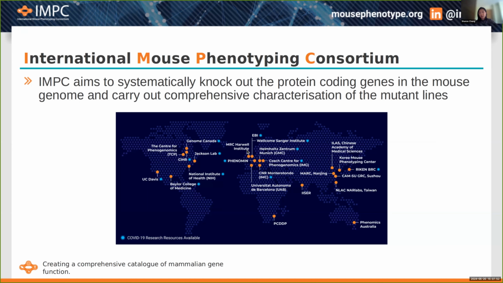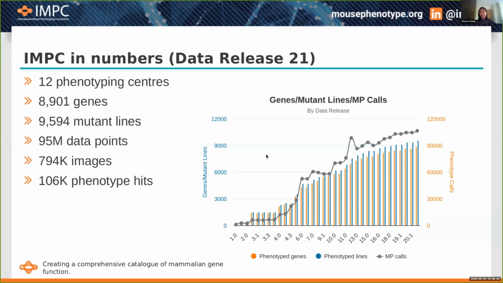The data handling centers are located in the UK, which are Harwell, EBI in Cambridge, and Queen Mary in London. And here are some numbers from the current release, data release 21, that describe our data volume to understand the amount of data we collect. We have 12 phenotyping centers from which we collect data, and we have over 8,000 genes and over 9,000 mutant lines with phenotyping data. There are fewer genes than lines because there are multiple mutants for a gene.